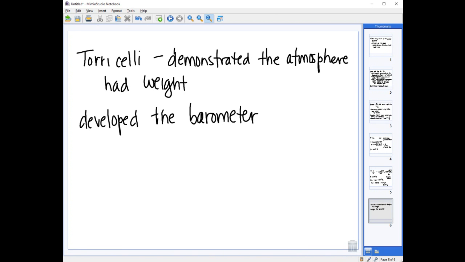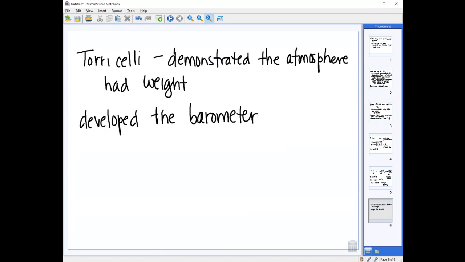He published his ideas, and met massive opposition. People didn't want to believe him. Keep in mind, this is the 1600s. But Pascal, who studied pressure, got his hands on one of Torricelli's barometers, and he actually carried it to the top of a mountain and compared the height of the column of mercury at the top of the mountain versus down in the valley below.